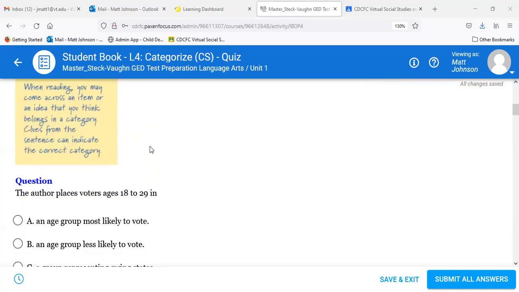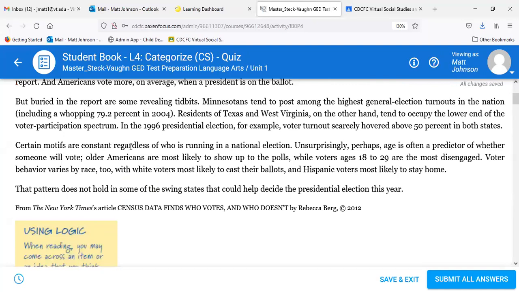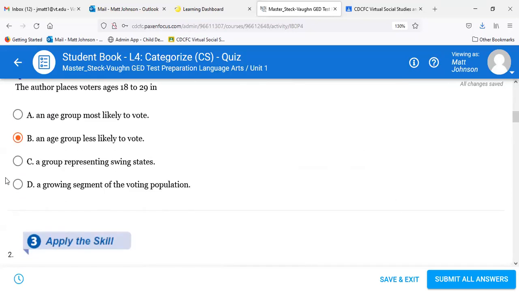All right, so our first question here. The author places voters ages 18 to 29 in A, an age group most likely to vote, B, an age group less likely to vote. B as in boy, right? So one is B. And it says that right here, right? Just to point that out. Well, voters ages 18 to 29 are the most disengaged. All right, so answer one is B.